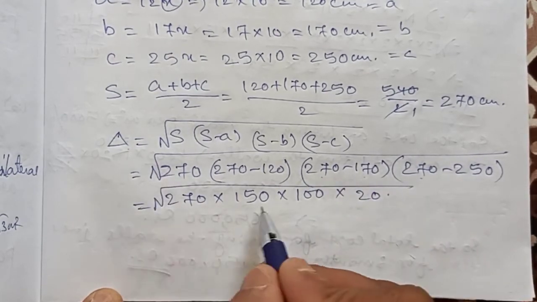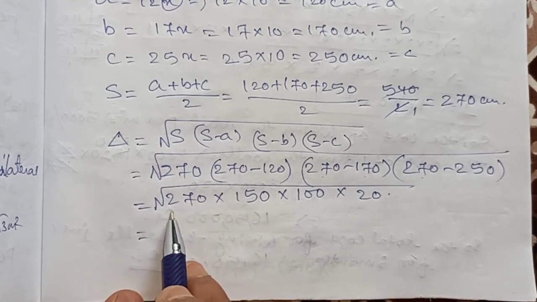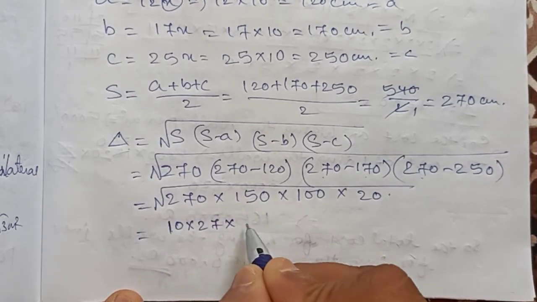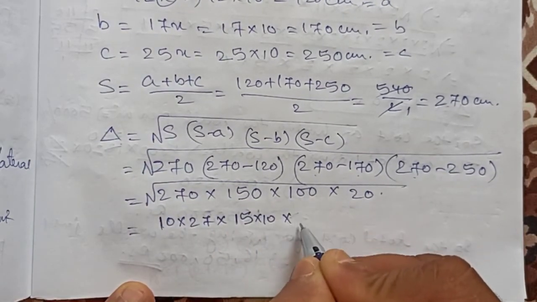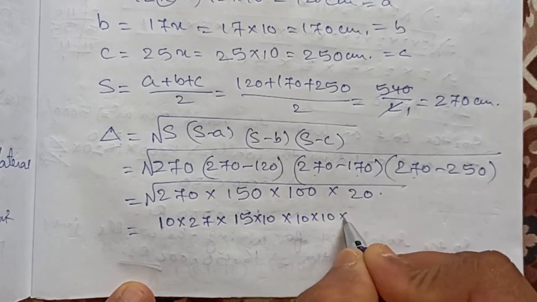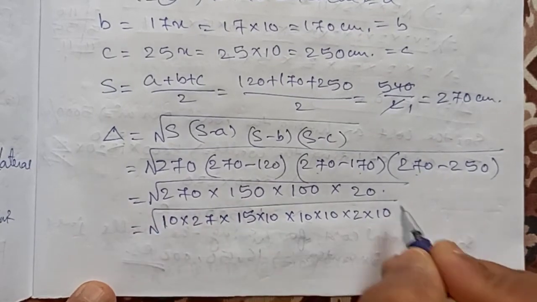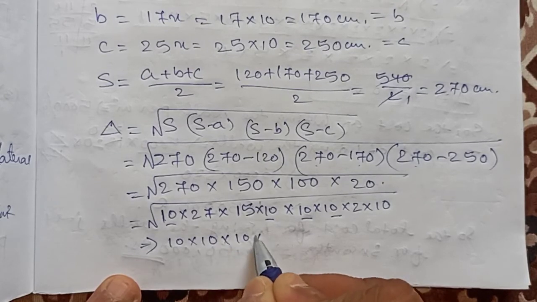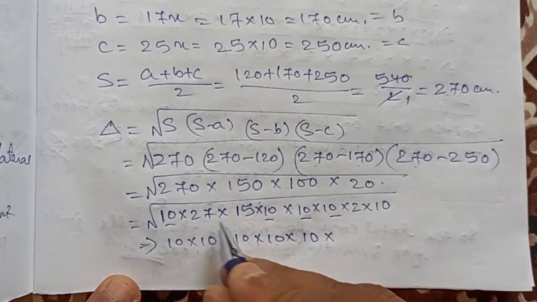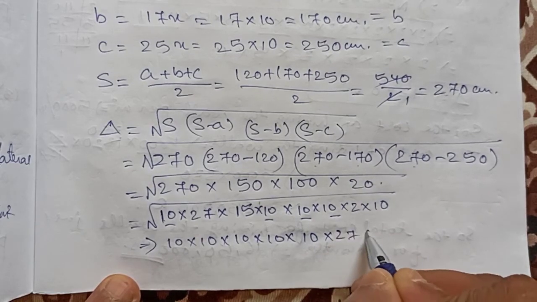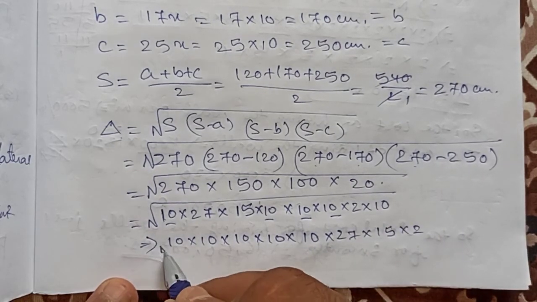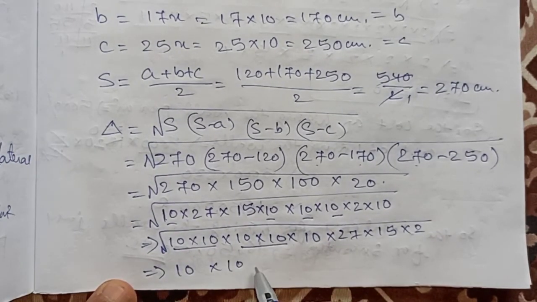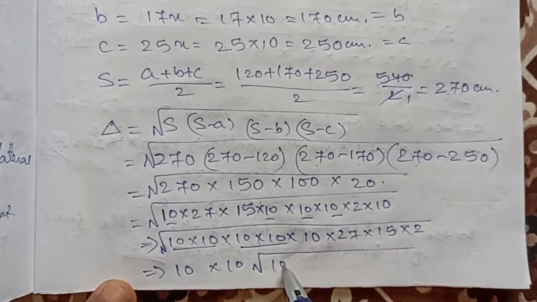Okay. Now find out the LCM of these numbers. We can write this as 10 into 27, this as 15 into 10, this as 10 into 10, and this number as 2 into 10. Okay, we got 5, 10. Now we will arrange all the 10s, 3, 4 and 5, and the numbers which are left: 27, 15, 2. Out of this one will be outside, again out of this one will be outside. The rest all we will write inside the square root.